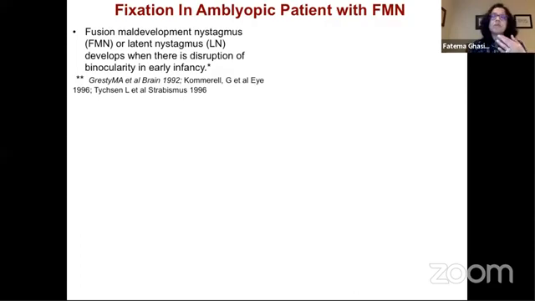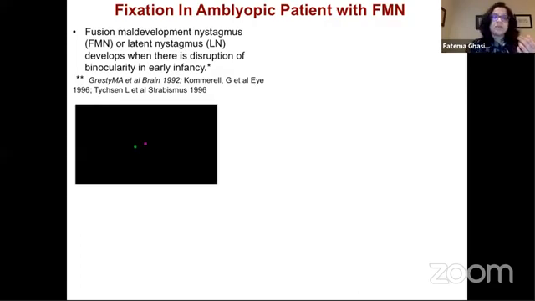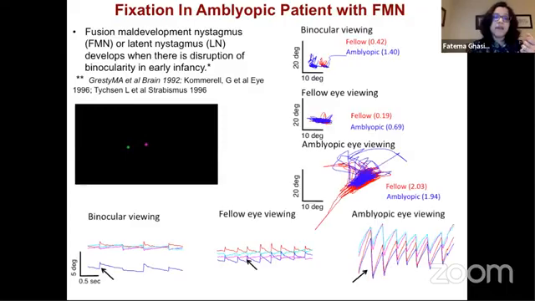Now we know that patients who have experienced disruption of binocularity in early infancy, they develop fusion maldevelopment nystagmus or latent nystagmus. So here's an example of a patient who had manifest latent nystagmus, because these recordings are obtained when both eyes are viewing and the nystagmus is evident. And when you look at the eye position traces, again, during binocular viewing, you see the nystagmus, there's a quick phase followed by a slow phase.